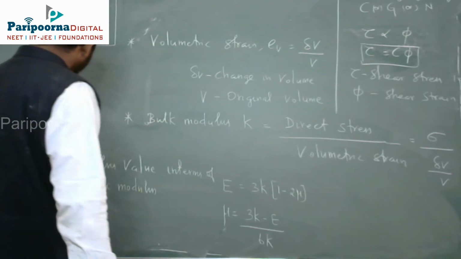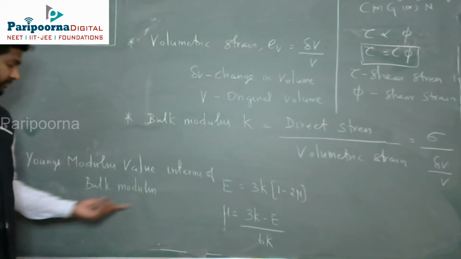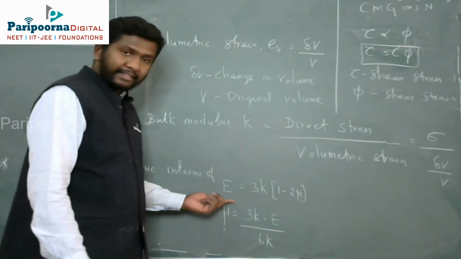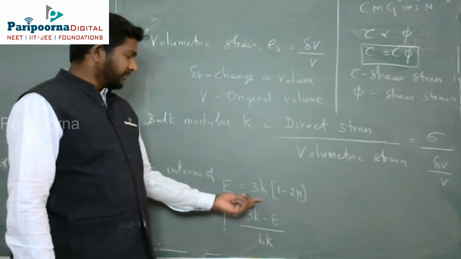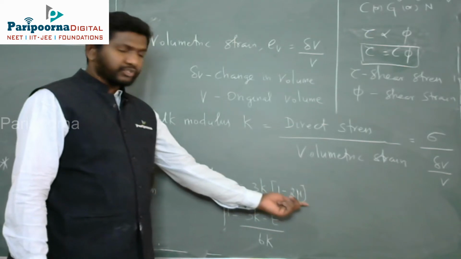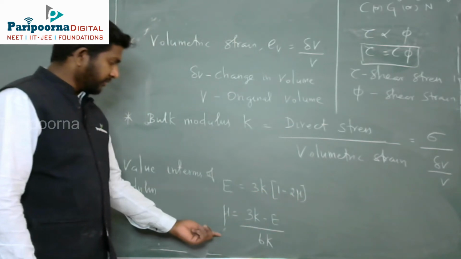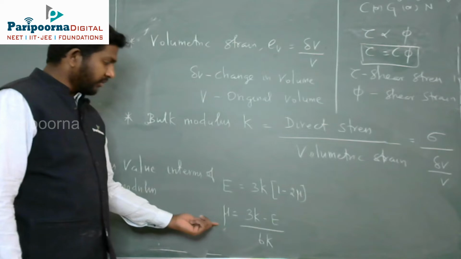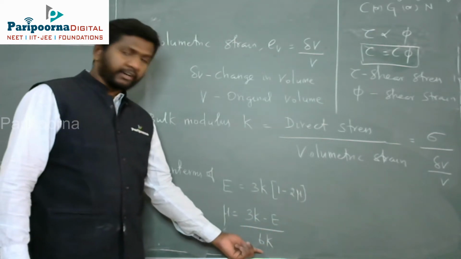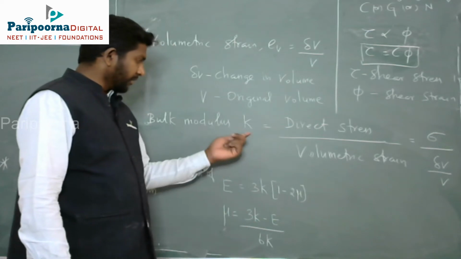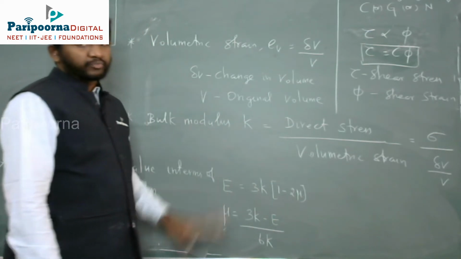And Young's modulus in terms of bulk modulus is given as E equal to 3K times (1 minus 2 mu). Mu is nothing but Poisson's ratio, and from this relation you can obtain the Poisson's ratio value like this: (3K minus E) divided by 6K. K is bulk modulus, E is Young's modulus.